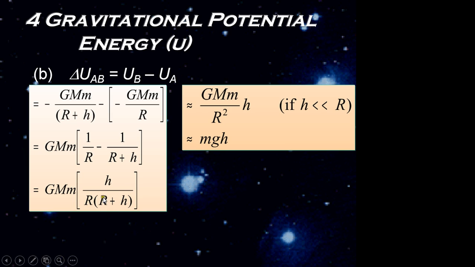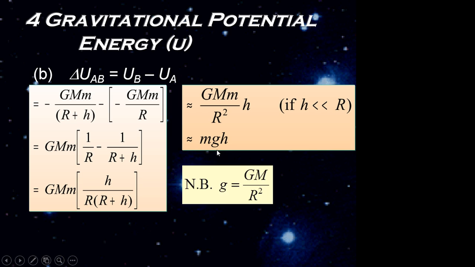Can I say again? When h is much smaller than R, this becomes h over R squared because this goes away. Multiply it, you get G, big M, small m, h over R squared. You take out h, you take out m. On the left-hand side, what do you have? You have GM over R squared, which you know to be g. So you proved that for small values of height h above A, the change in energy is mgh.